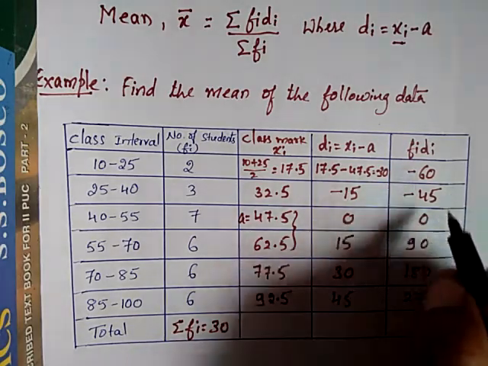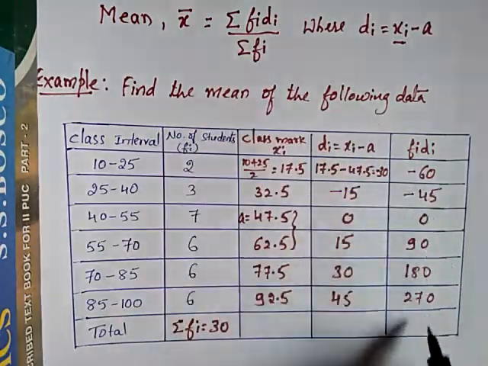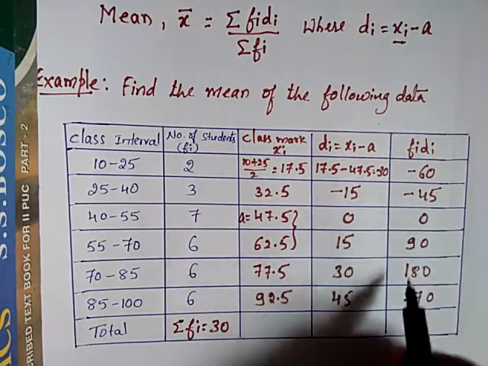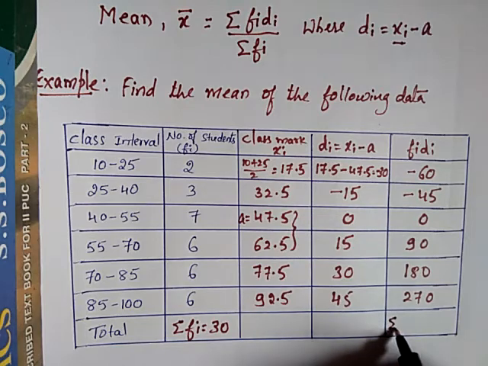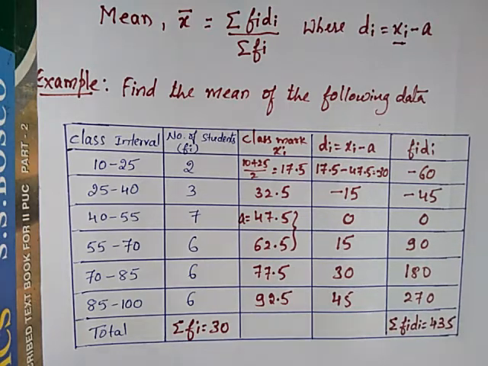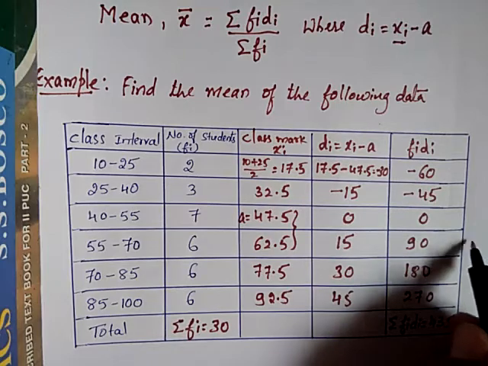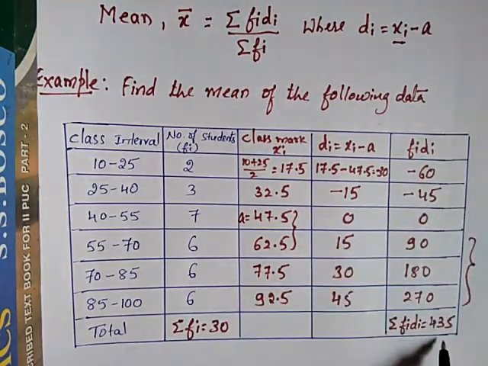Now you got fi di. Now we need in the formula summation fi di. So you have to add all these numbers. Here there are 2 negative numbers, and here there are positive numbers. So if you add this one, summation fi di will be 435 you will get. So you can first add these three, then you subtract these two. Okay, you will get 435.